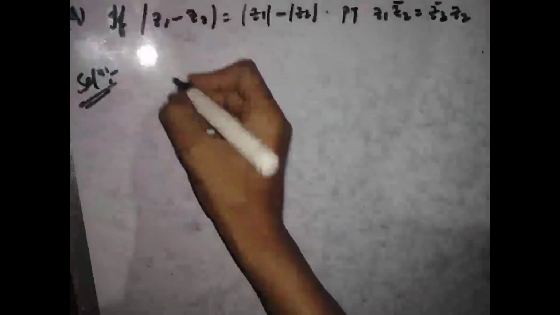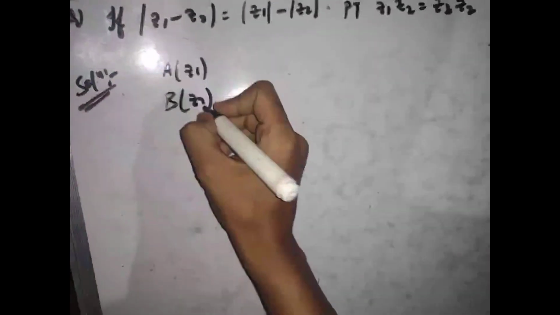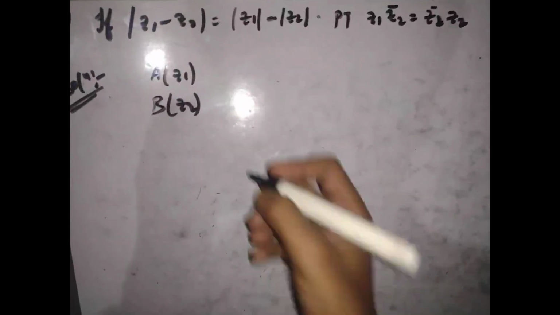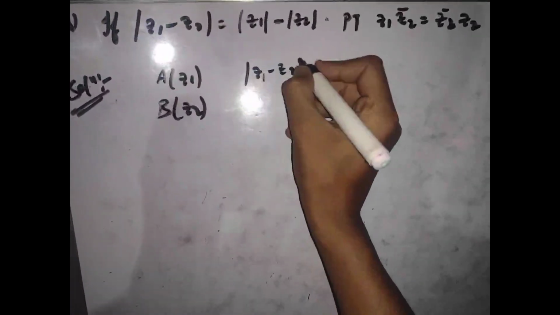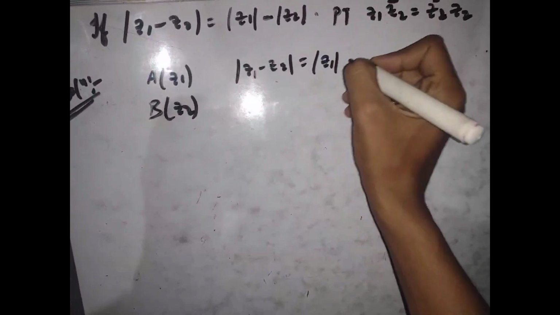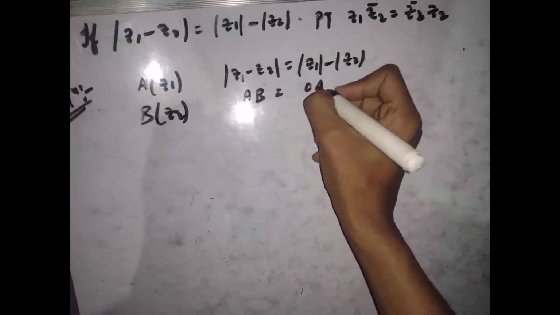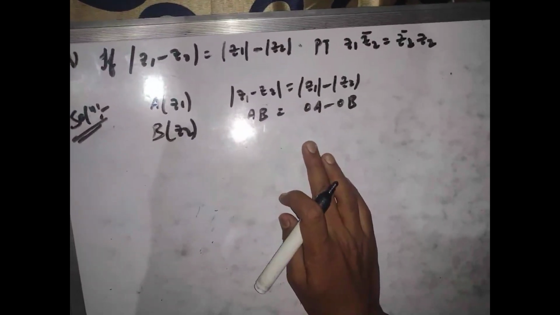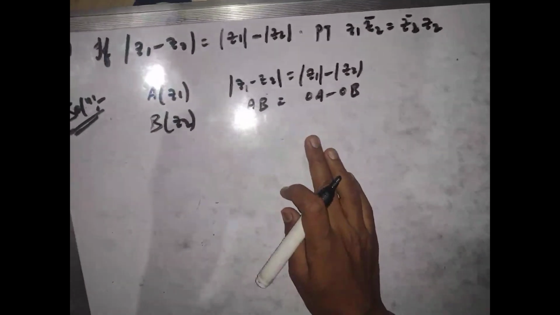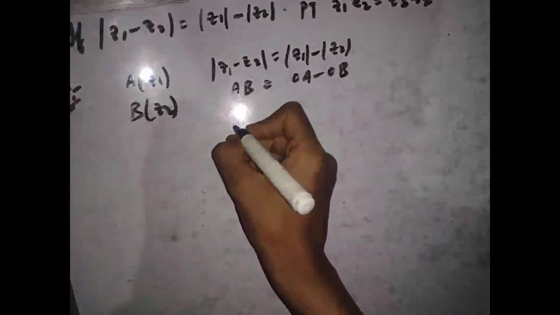So the solution is: again, we'll begin from the very basics by naming the complex numbers, treating them as vectors. So A is Z1 and B is Z2. Okay, then using the equation we can see that it says mod Z1 minus Z2 is mod Z1 minus mod Z2. This is again AB, and this is OA, and this is OB. Okay, we know that the modulus of a complex number is actually a position vector from the origin. Actually, position vectors are defined only from the origin. So this is the thing, and we can again plot it here.